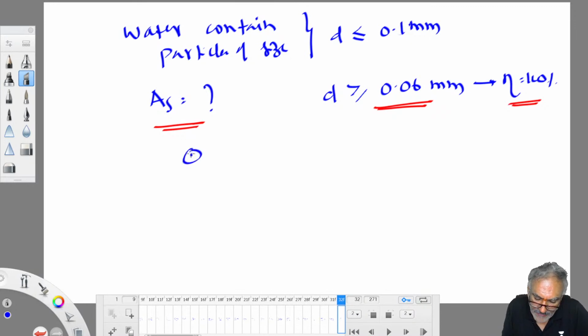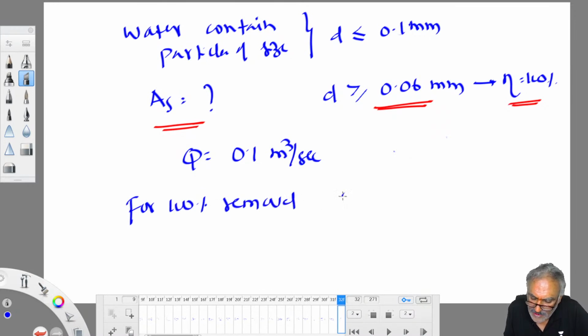Okay, further what is given? Q is given as 0.1 meter cube per second. So what is required? V naught you have to find out. Q by V naught is equal to surface area. V naught is not given, so to find V naught, Vs you can take. The 100% removal condition is there, and from there you can calculate Vs. So for 100% removal, the condition is Vs should be greater than or equal to V naught.